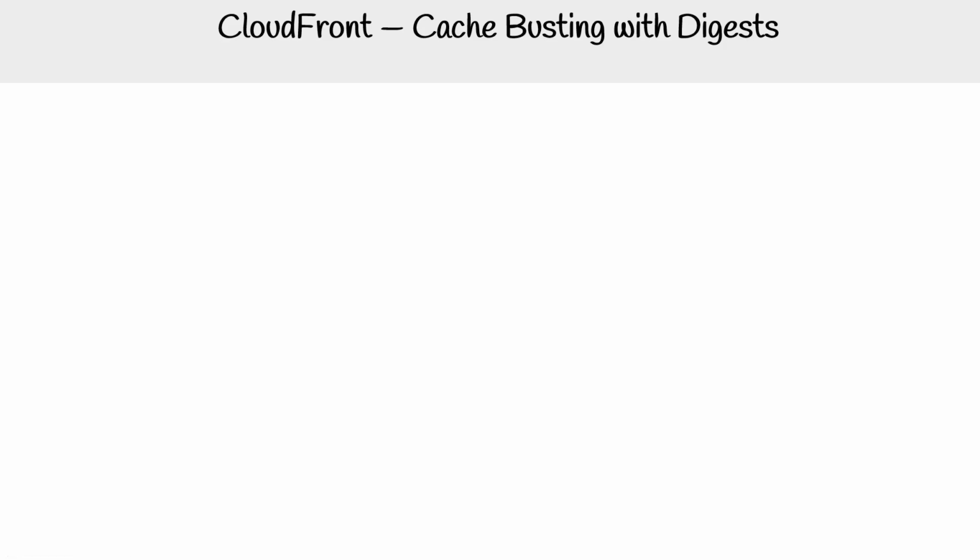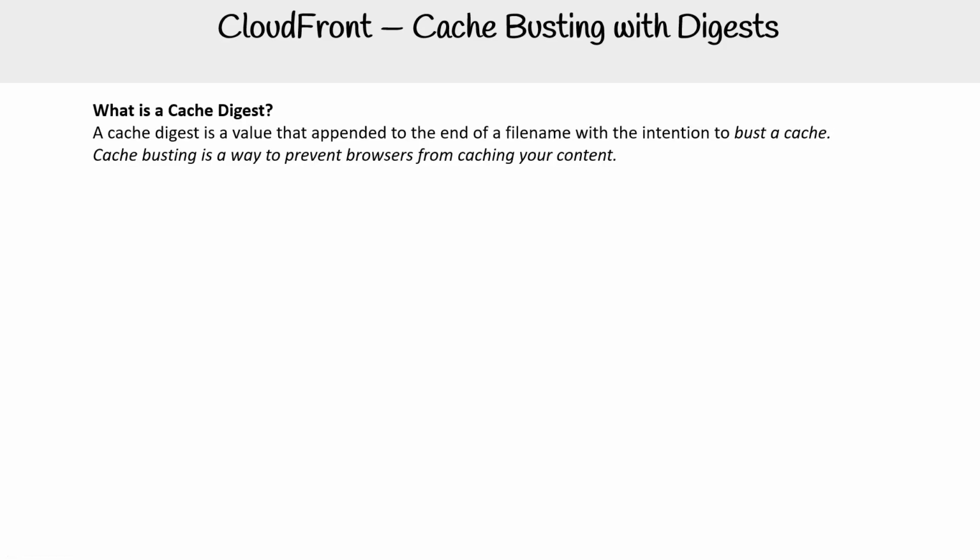Okay, so let's talk about cache busting with digest. So first of all, what is a cache digest? A cache digest is a value that's appended to the end of a file name with the intention to bust a cache. Cache busting is a way to prevent browsers from caching your content. Or, it's just like if you have a newer file, you want them to pick up that new file, but you don't have to invalidate the cache for that file, okay?